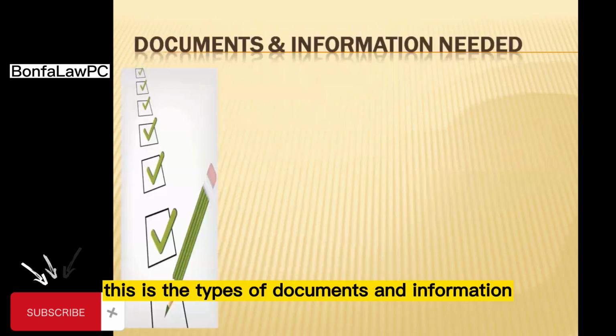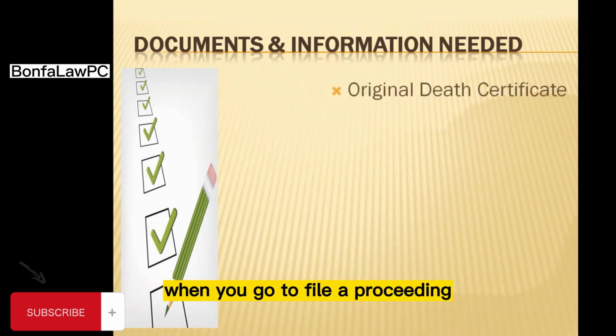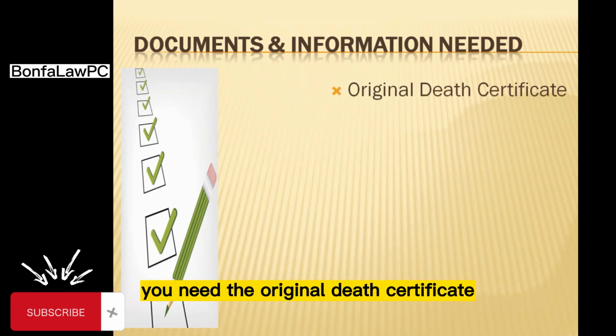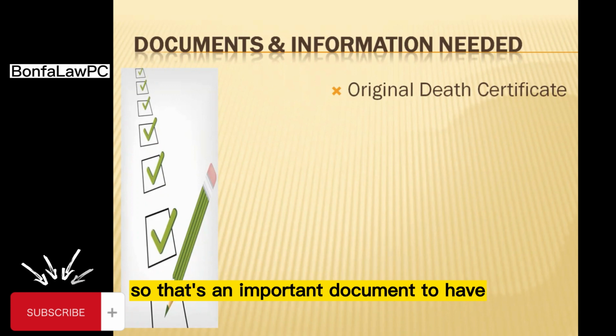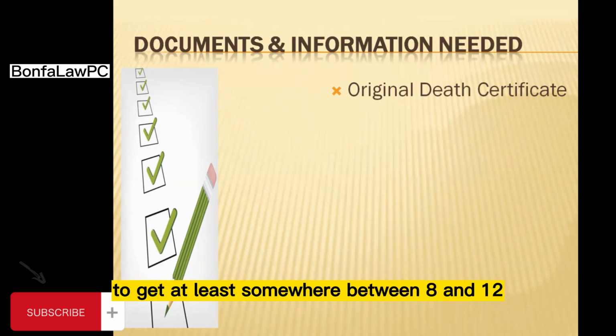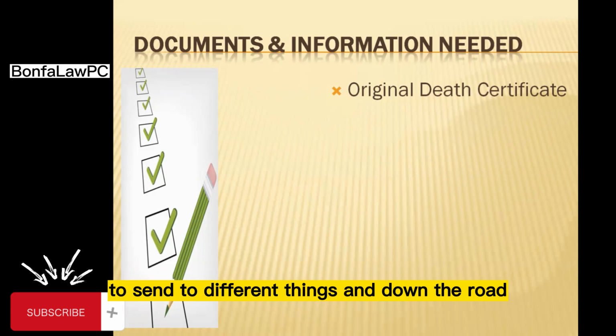These are the types of documents and information that you need when you go to file a proceeding, whether it be a probate proceeding or an administration. You need the original death certificate. So that's an important document to have. You can get that through the funeral home, which is typically the easiest way. And I typically recommend clients get somewhere between 8 and 12 original death certificates, because you're going to be needing them to send to different places, and down the road it's always good to have a couple extra.